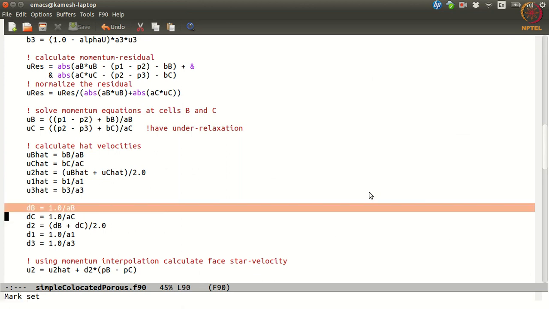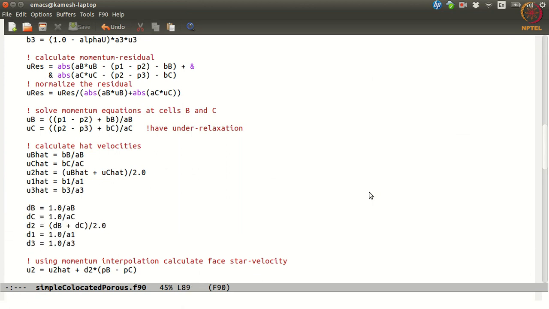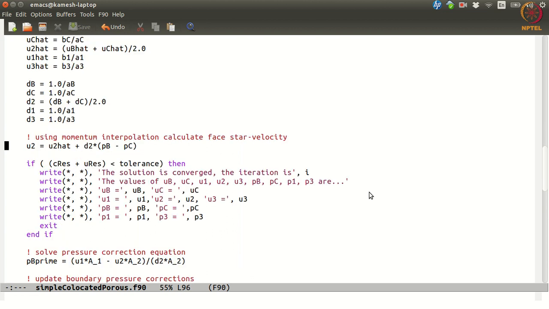Then we can also write the coefficients D that multiply the pressure difference. So DB equals 1 by AB, DC equals 1 by AC, D2 equals (DB plus DC) by 2. This is coming from momentum interpolation. Then D1 equals 1 by A1, D3 equals 1 by A3. All right, then use momentum interpolation and calculate the phase star velocity.